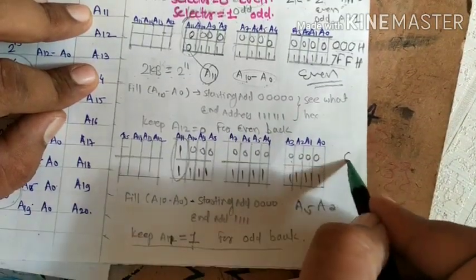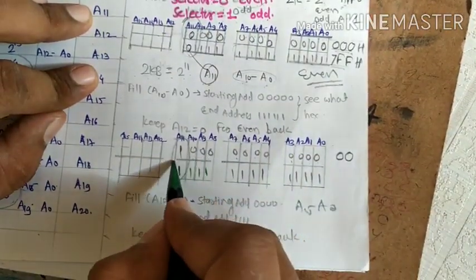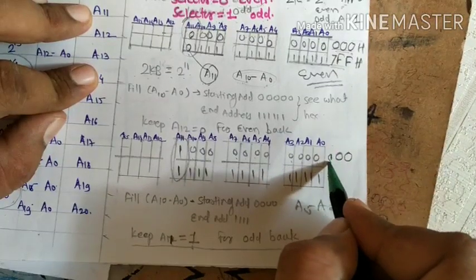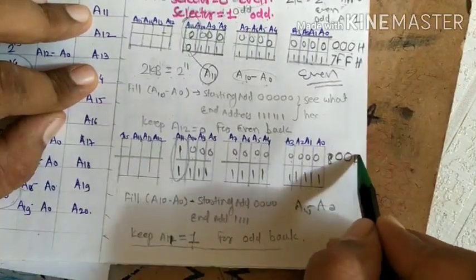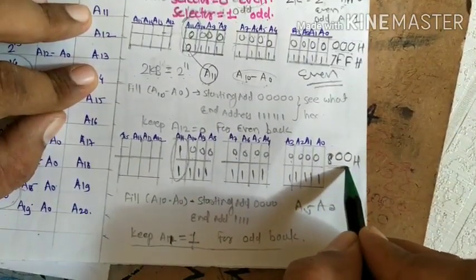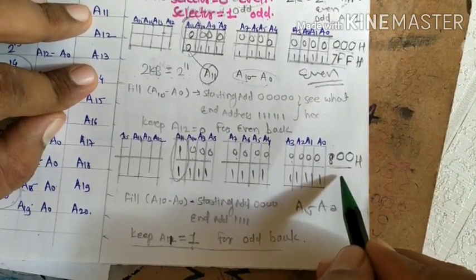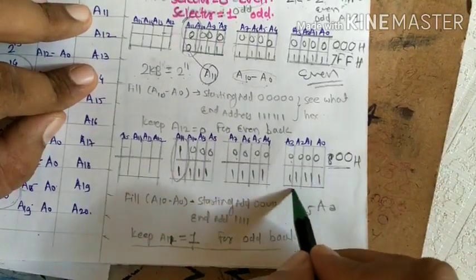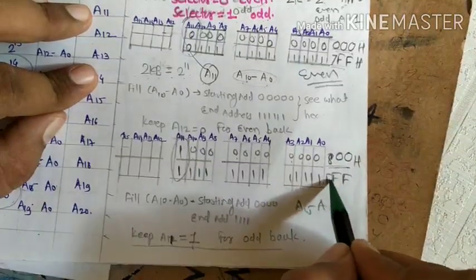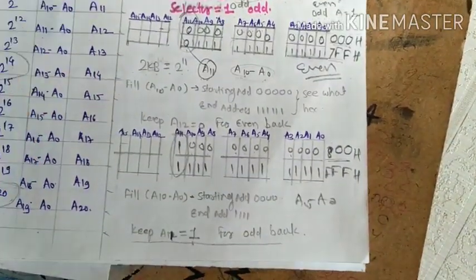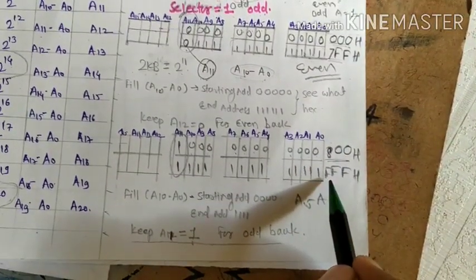0, 0, 0 is equal to 0. 0, 0, 0, 0 is equal to 0. For this, 0, 0, 0, 1 is equal to 1. Or it is not 1, it is 8, because 1, 2, 4, 8. So it is 8H. 8H is the starting address of the odd memory bank. For the ending address of this odd memory bank, find out: this equivalent is equal to F, this equivalent is equal to F, and this equivalent is equal to F. So in this way, our starting address of the odd memory bank is 800H and the ending address of the odd memory bank is FFFH.